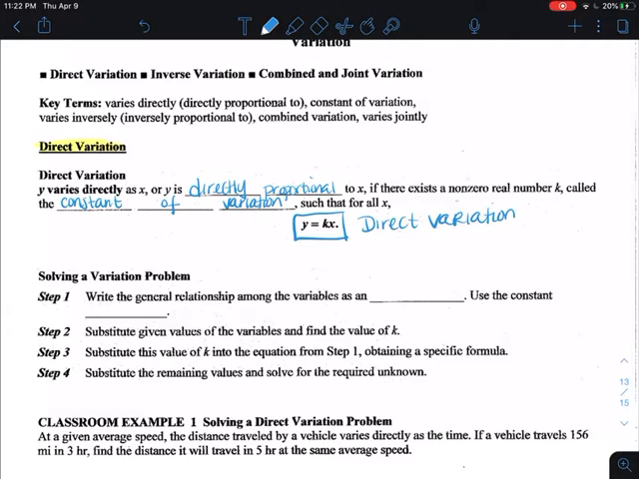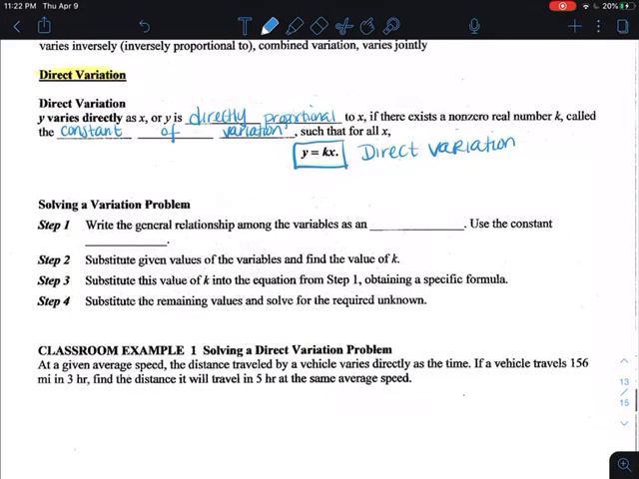All right, direct variation means as one value goes up, so does the other. So basically something like the more you study, the higher your test scores. That would be an example of direct variation. We're going to look at now how to solve a variation problem.